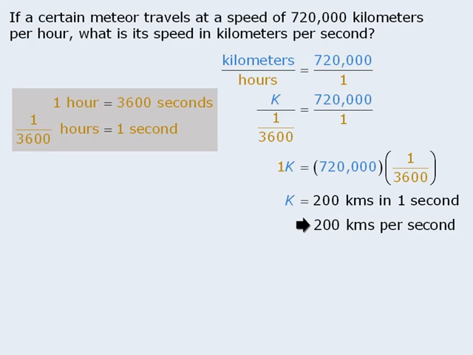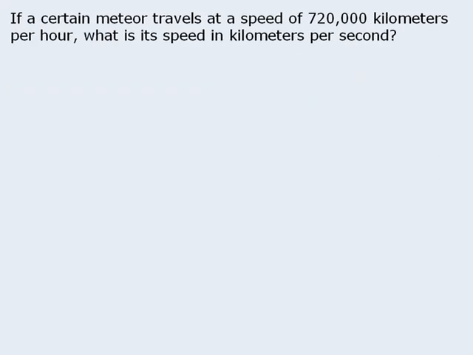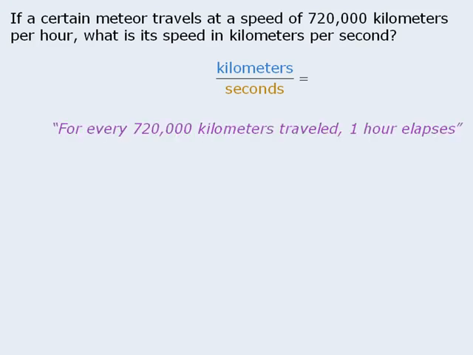Now please note that to solve this question, we converted 1 second into 1/3600th of an hour. We could have also solved the question by converting 1 hour into 3600 seconds. Here's how. Notice that when we originally solved the question, we set up the ratio to compare kilometers to hours. Now let's see what happens when we set up the ratio comparing kilometers to seconds. Now we already know that for every 720,000 kilometers traveled, 1 hour elapses.